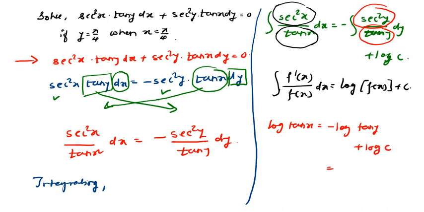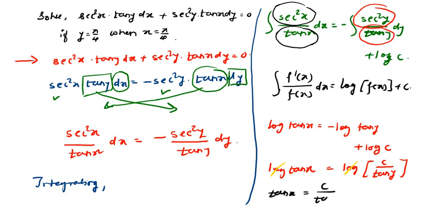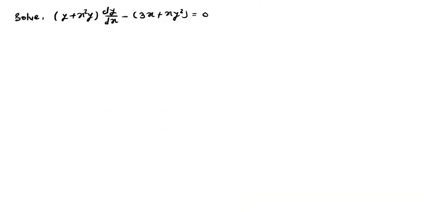Okay, so this is like log a minus log b, so this will be log of c upon tan y, and this is equal to log of tan x. Okay, now cancelling log from both sides. So finally what we will get is tan x is equal to c upon tan y, and that is our final solution.